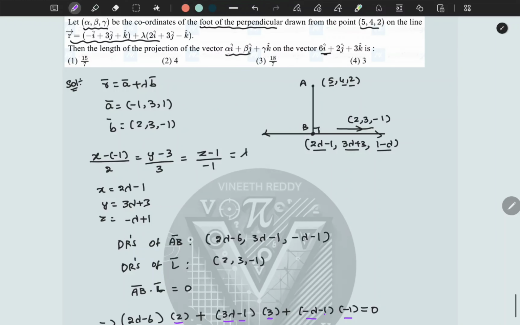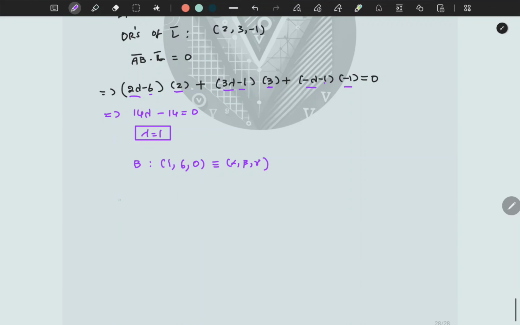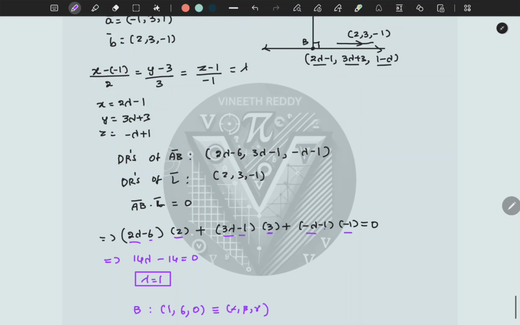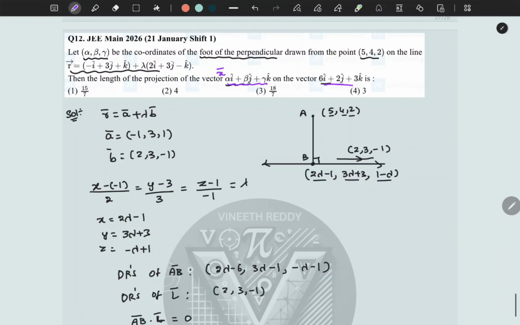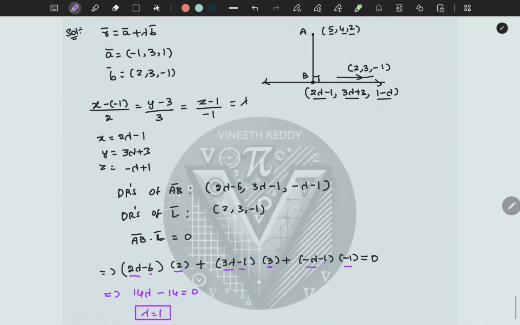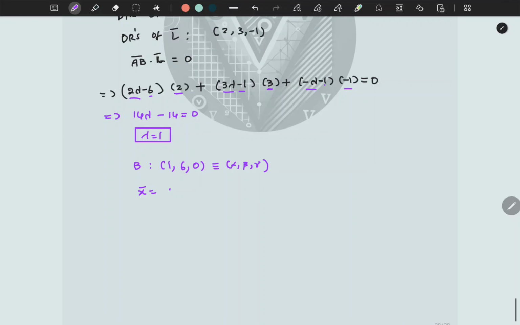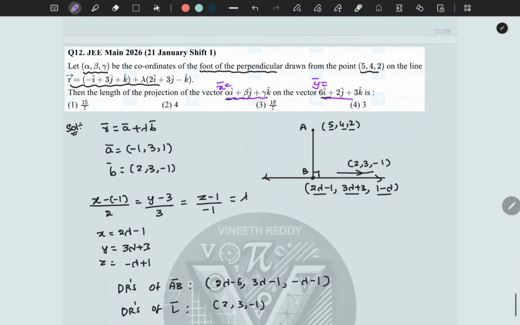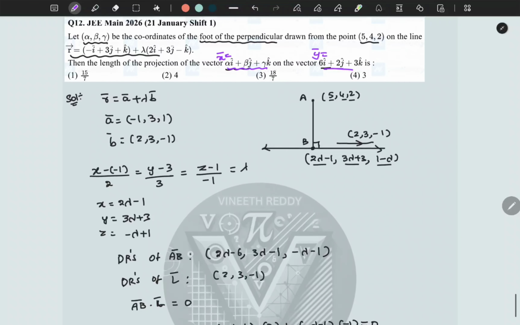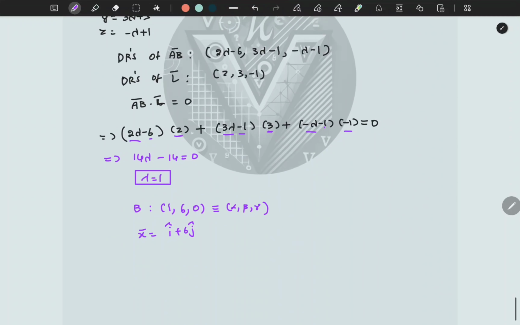Then the length of the projection of this vector on the vector. What is the vector which is given? Let us say this is x bar and this is y bar. What is x bar here, dear students? X bar will be i cap plus 6 j cap plus 0 into k cap, because alpha i plus beta j plus gamma k, and y bar is 6i plus 2j plus 3k.